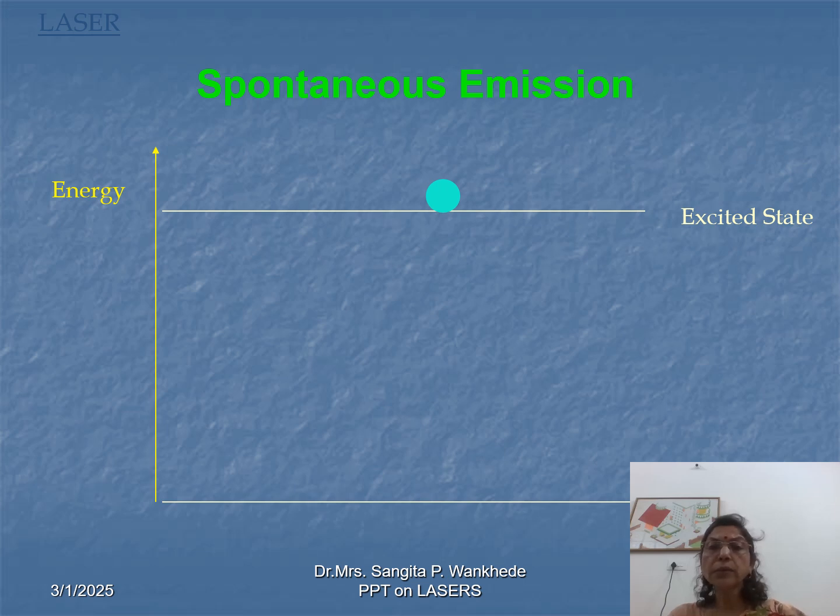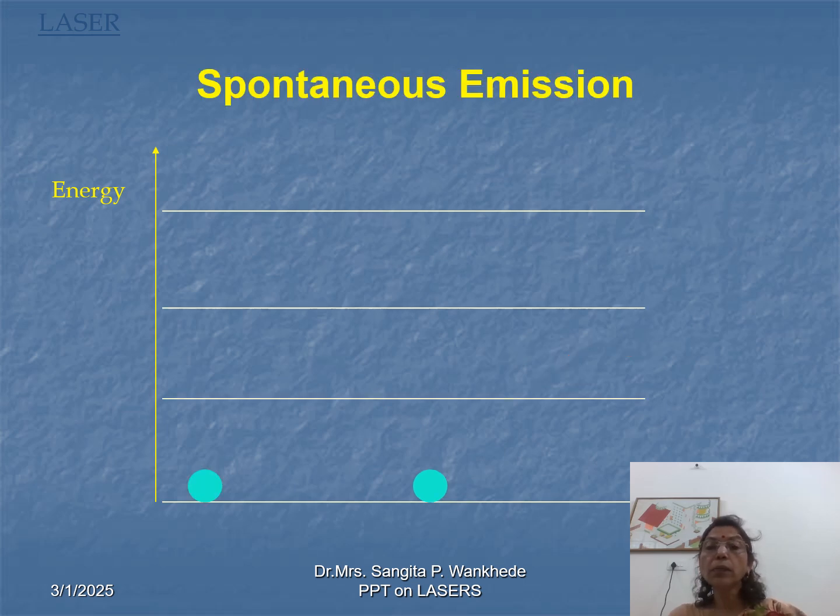In spontaneous emission, the atom is coming down on its own, and while coming down it will emit the photon that was absorbed. So this is spontaneous emission, when the atom comes down from the excited state to the ground state, and while coming down it emits the photon.